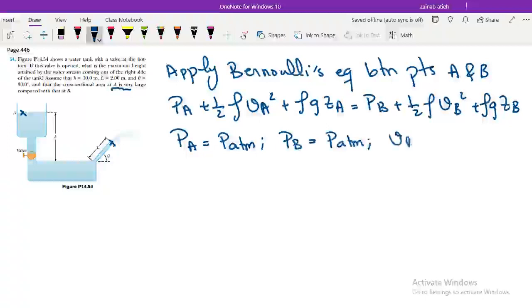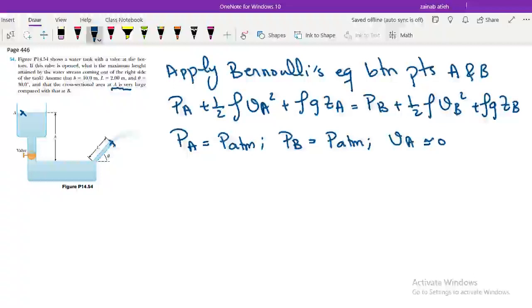VA, you remember, will be approximately 0. Why? Because using the continuity equation, VA equals area of B over area of A times VB. The area of B is much smaller than the area of A, so I will get VA approximately 0. I've proved it already. Now let's find ZA and ZB.